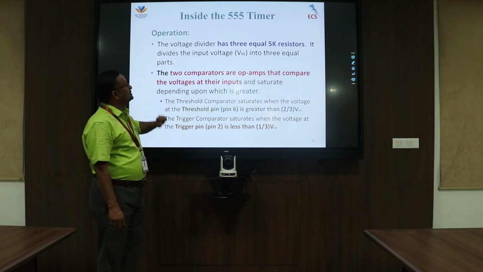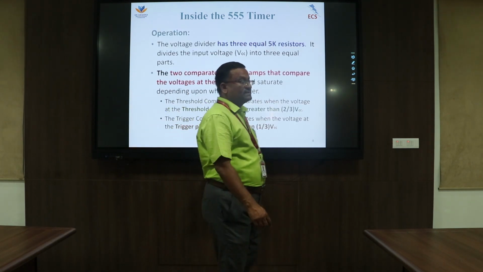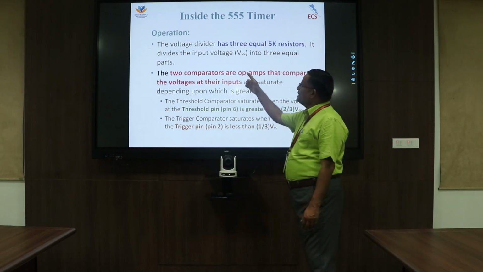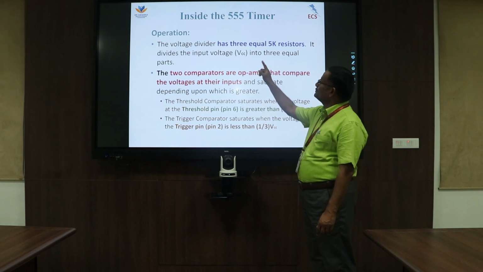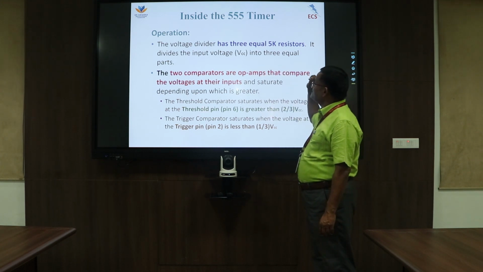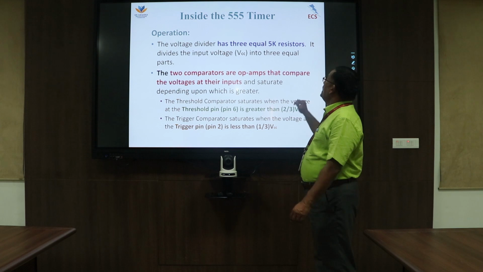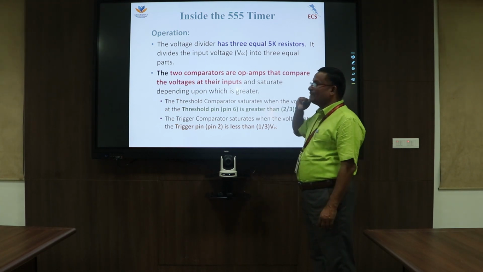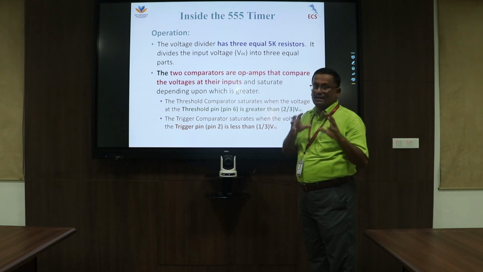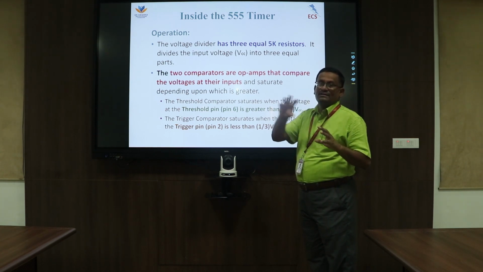If you look at the operation, the voltage has been divided by the 3 equal resistors, as I told you earlier. Internally we have three 5K resistors connected in series. So the voltage is divided across three equal 5K resistors, which divide the input voltage into 3 equal parts. The 2 comparators of the op amp compare the voltages at their inputs. Based on the higher input, it gives the output voltage.